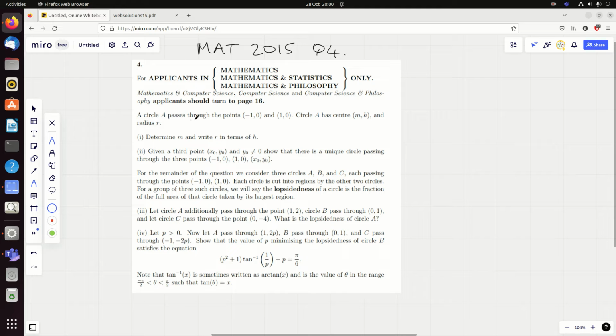So I've got a circle passing through the points (-1, 0) and (1, 0). Now straight away, any coordinate geometry question, and there will be one, they love testing coordinate geometry, start drawing a picture. It's impossible without a diagram. No one knows what they're doing in coordinate geometry without a diagram. You need it. The circle has center (m, h) and radius r.